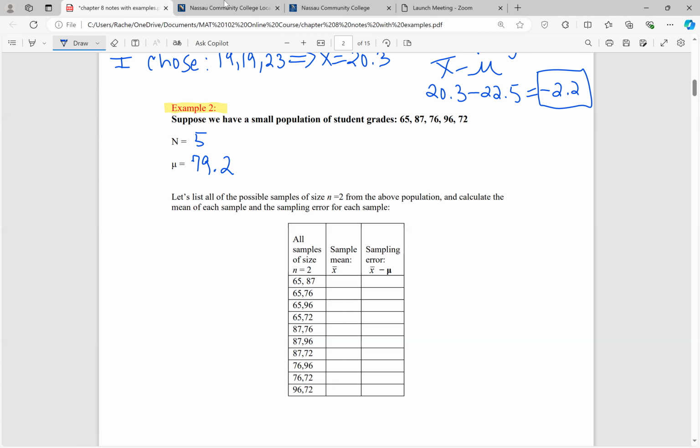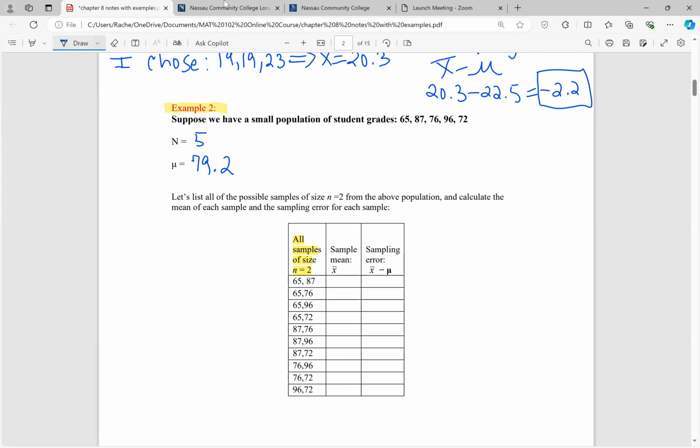So now let's list all of the possible samples of size n equals 2 from the above population. And we're going to calculate the mean of each sample and the sampling error for each sample. So I already went ahead and I listed all the possible samples of size n equals 2 for you, just to save a little bit of time.